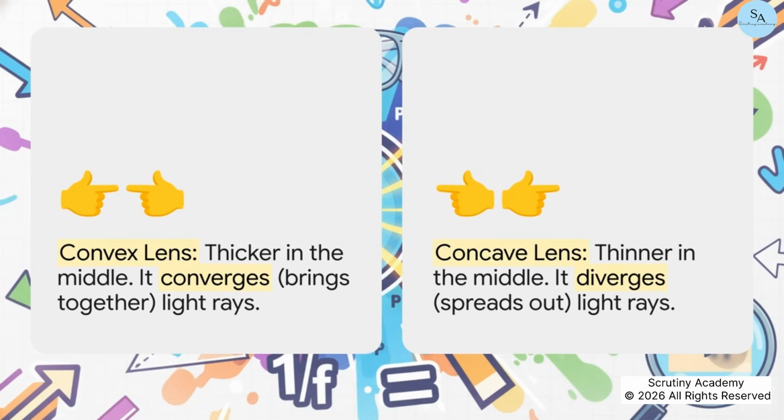A convex lens is thicker in the middle, and its job is to converge light, which just means it brings light rays together. A concave lens is thinner in the middle, and it does the opposite. It diverges light, meaning it spreads the rays apart.